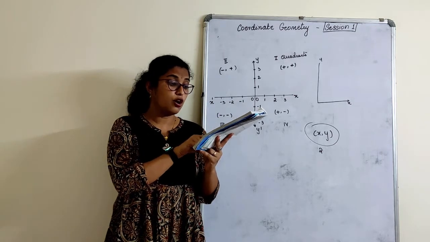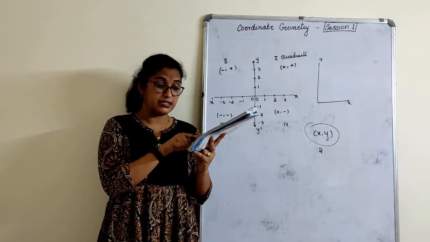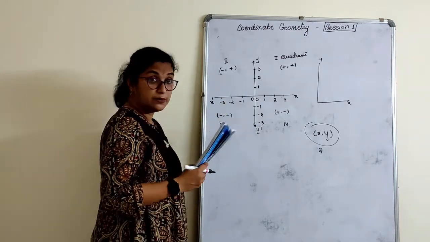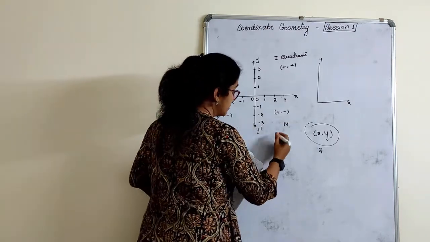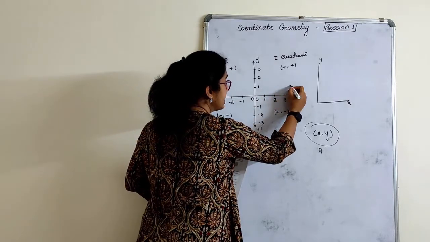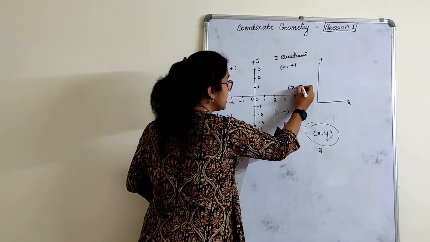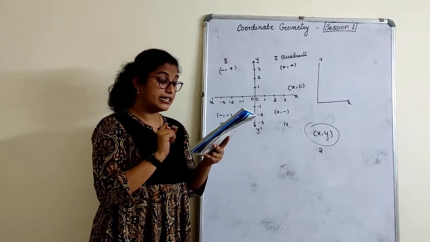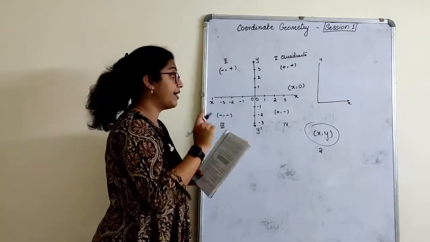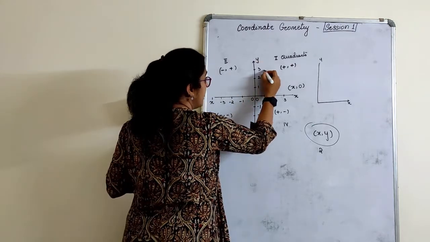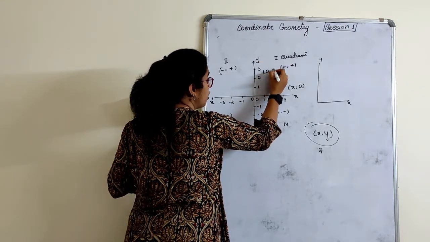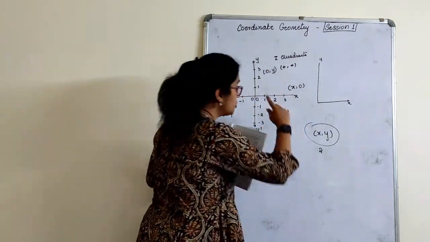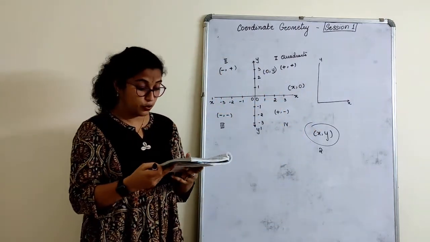Next, the coordinate of the point on the x-axis. That means if I have a point on the x-axis, it is read as x and 0. First the x coordinate is read. And in case I have a point on the y-axis, it is read as 0, y. You need not mention this in the graph, but I am just telling you that I have told.